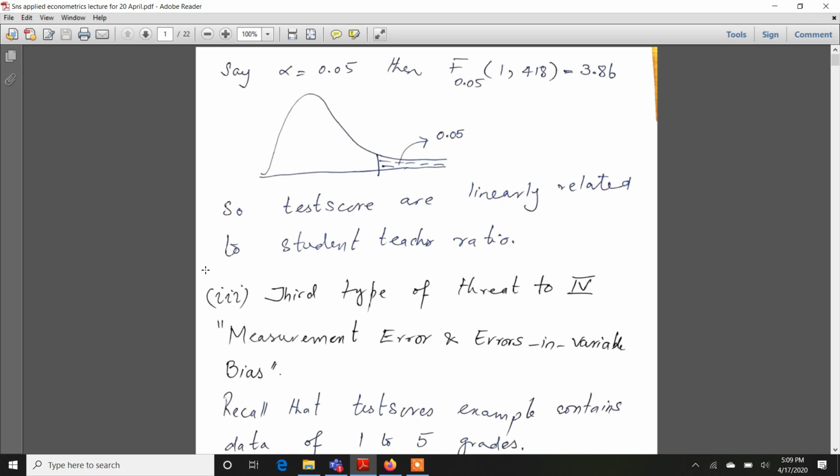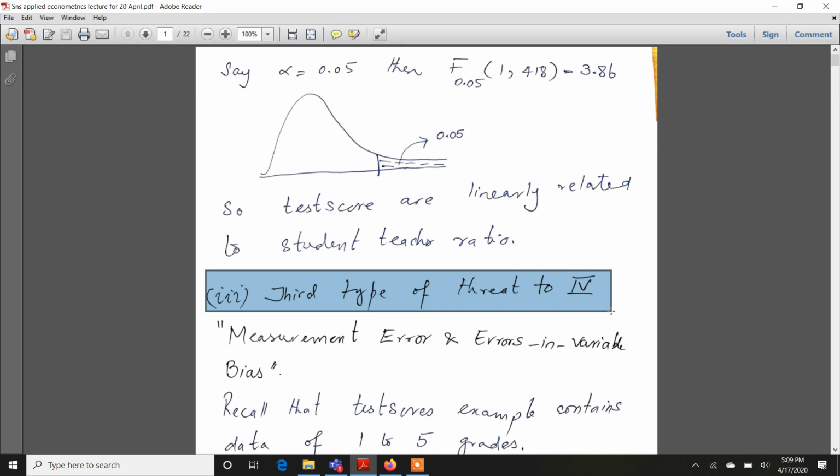So in today's lecture, we start with the third type of threat to internal validity. Actually, whenever we run regression, first of all, let me say that we did the first two types of threats to internal validity in the last video lecture. And today we are covering the third type.